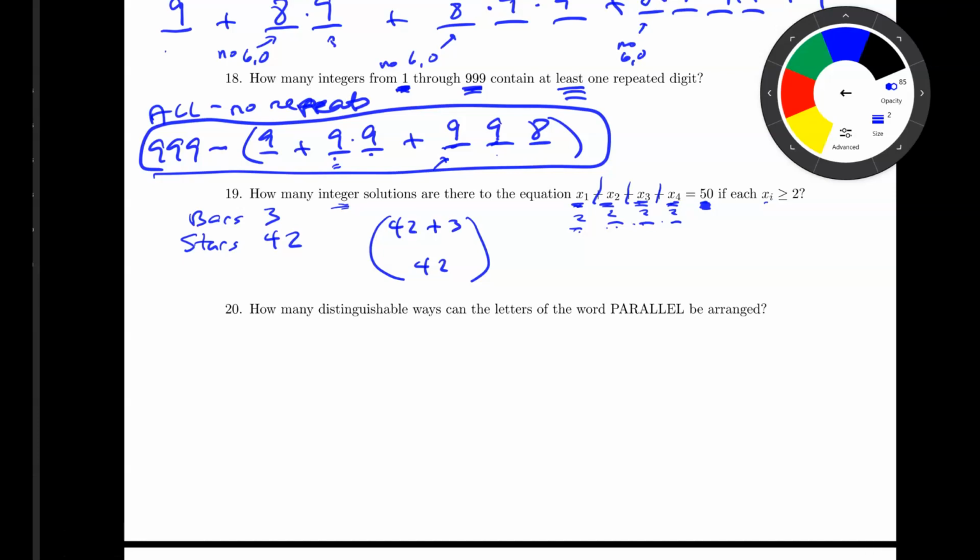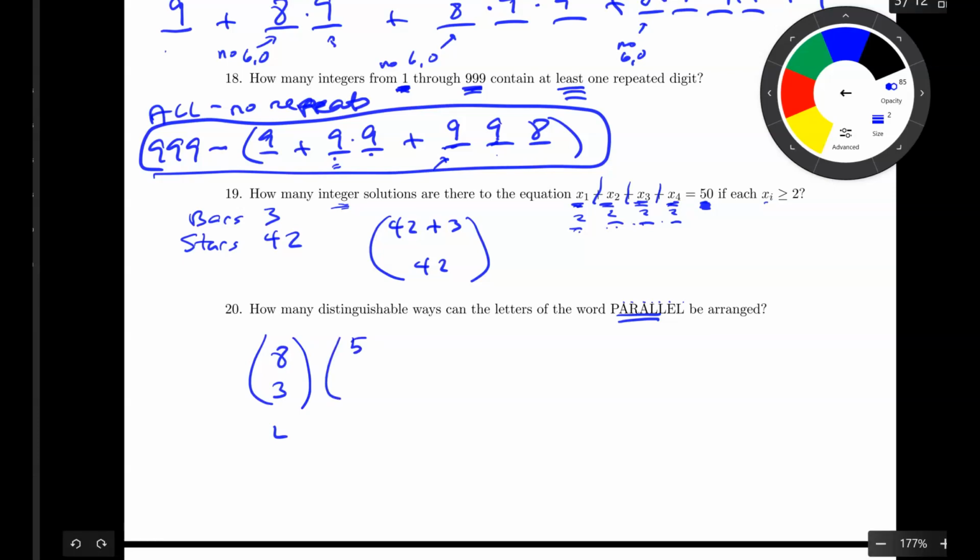All right, so the word parallel, I want to rearrange the letters of this word. And so I'm going to start with the letter that's repeated the most. That would be the letter L. So there's 1, 2, 3, 4, 5, 6, 7, 8 letters, and there's 3 ways to move those 3 L's around.